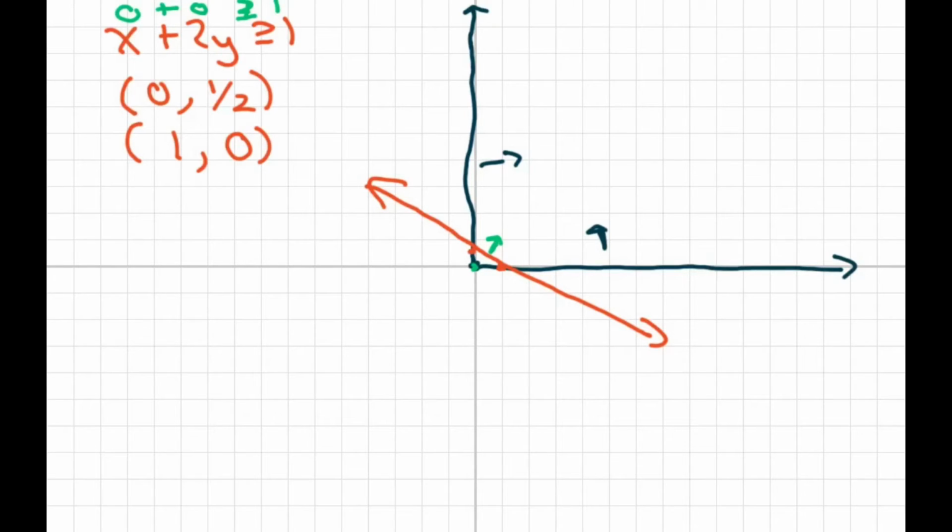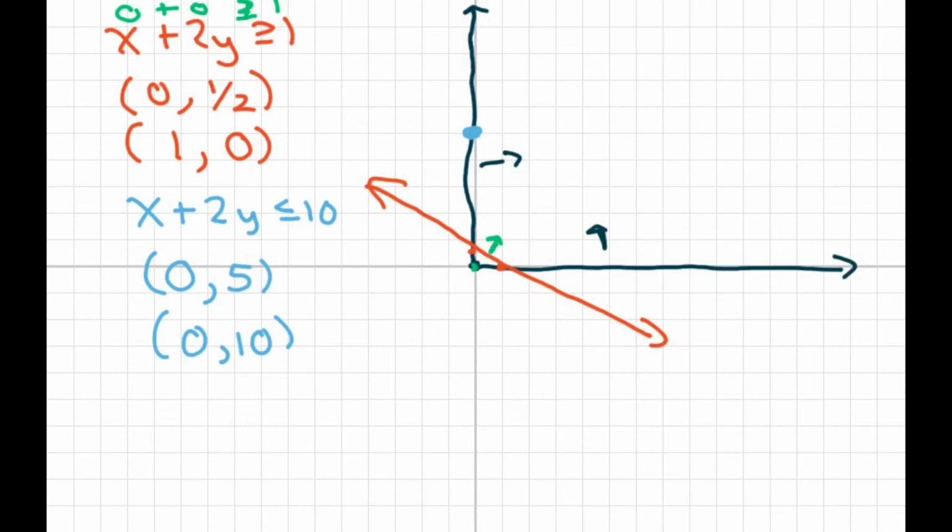And we have one more that we're going to graph, which is x plus 2y is less than or equal to 10. So when x is 0, y is 5. Let's see, 1, 2, 3, 4, 5. And when y is 0, x is 10. So we have 1, 2, 3, 4, 5, 6, 7, 8, 9, 10. Right in here. All right. So you graph that.